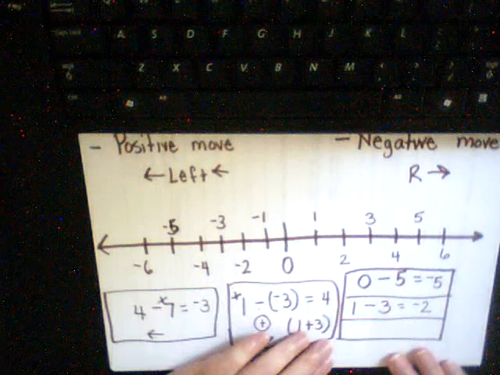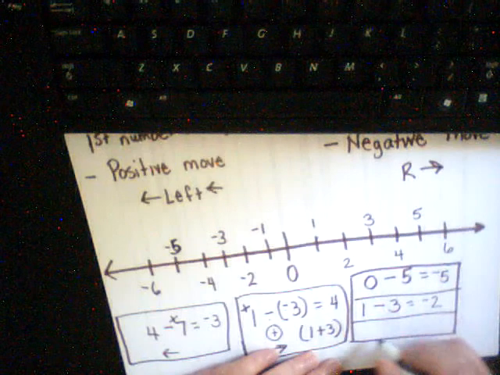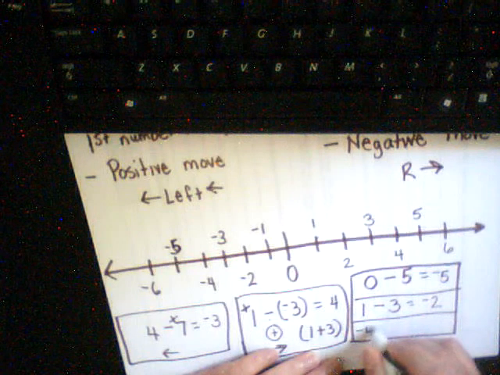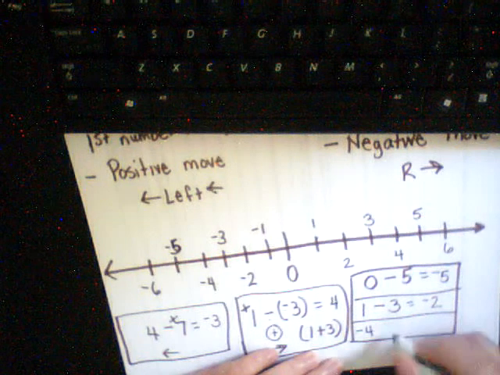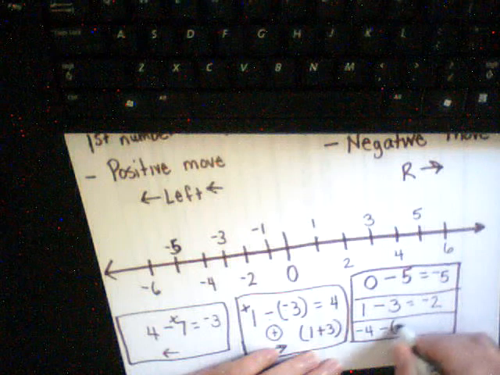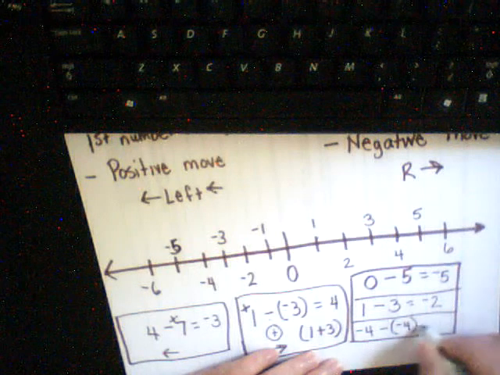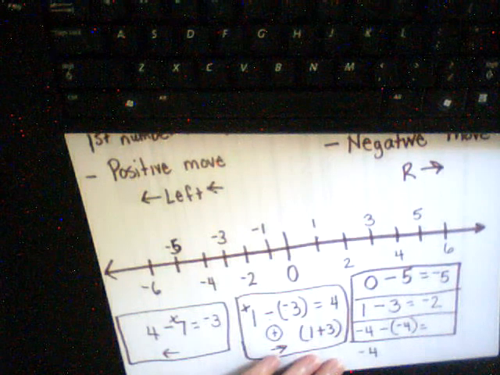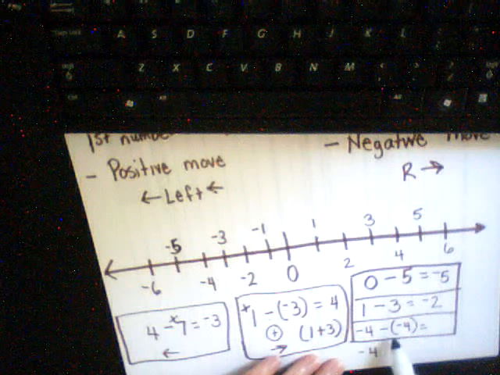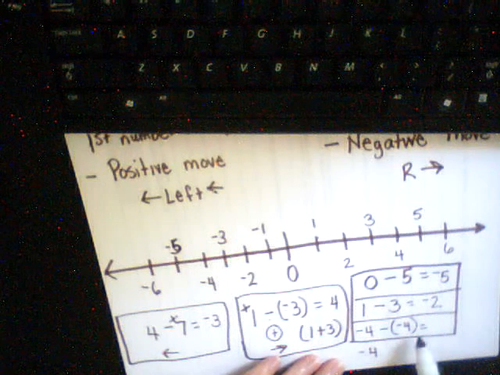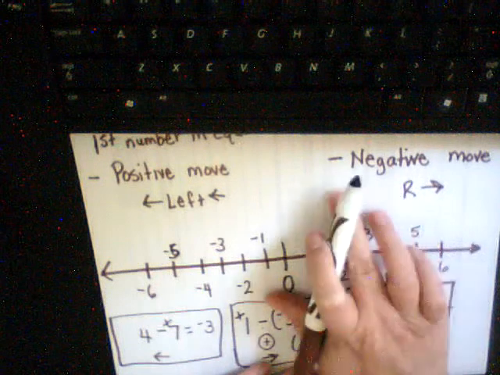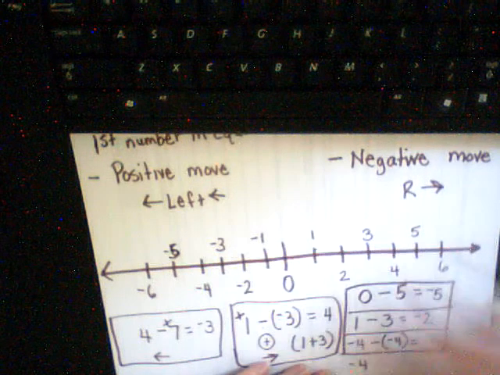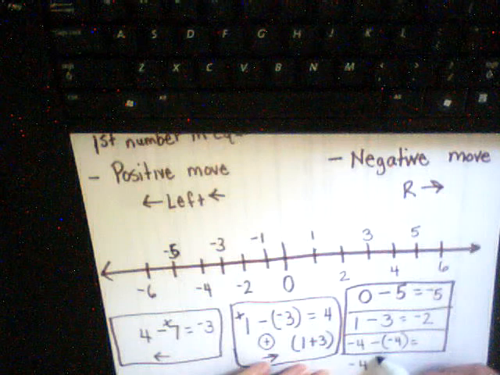Last one. I have negative 4 minus negative 4 equals. Okay. Now remember, we're going to start on negative 4, and we're going to move to the right because we have a negative. So we're subtracting a negative, which means in our mind we're going to think add.